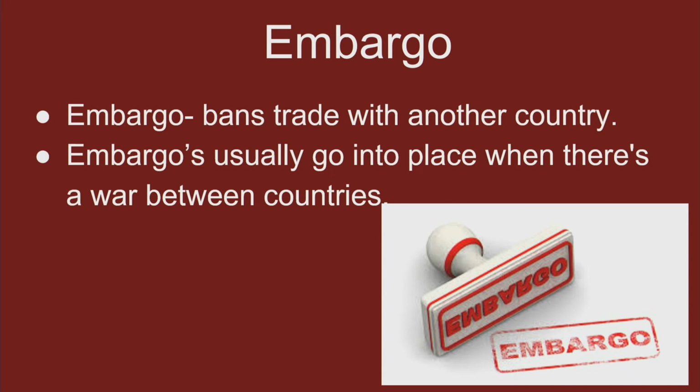So the 3 trade barriers: tariff, quota, embargo. It's very easy to remember those. Tariff is a tax. They both start with T. Quota is a limit. It limits the amount that comes into the country. And an embargo is a ban.